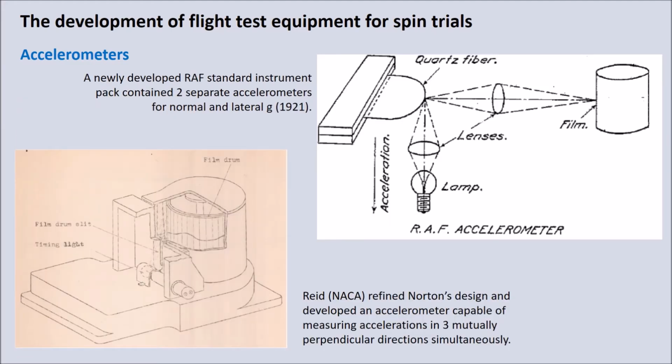So finally then, with regards to the development of accelerometers, the RAF in the early 20s were developing what became a standard instrument pack for flight tests, and that contained two separate accelerometers, one for normal G and one for lateral G. This particular design comprised a very sensitive semicircular section of quartz fiber, which was illuminated by a lamp, as you can see in the top sketch here, and under loading the quartz fiber would deflect, and then the movement of it was recorded onto a moving film for analysis.